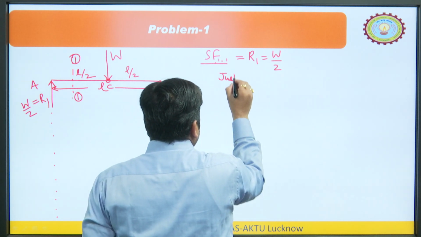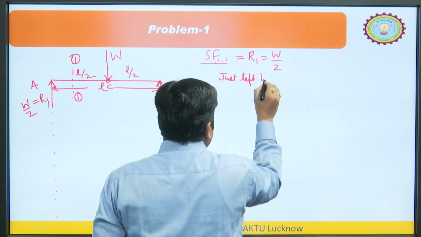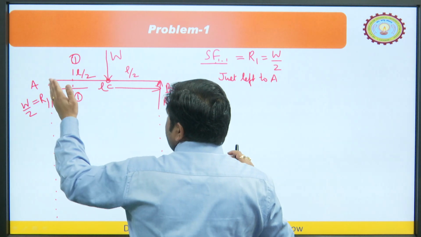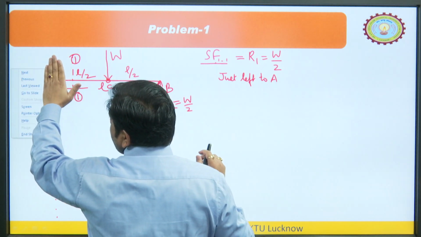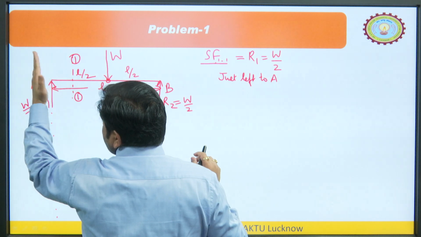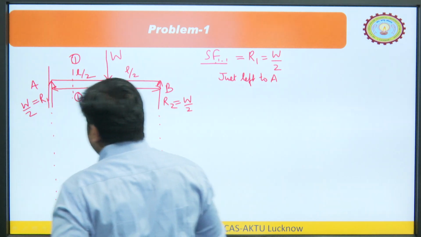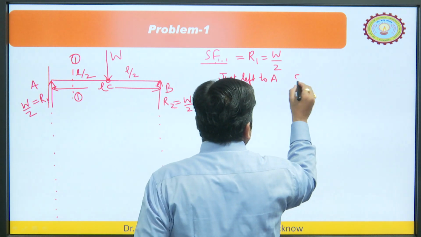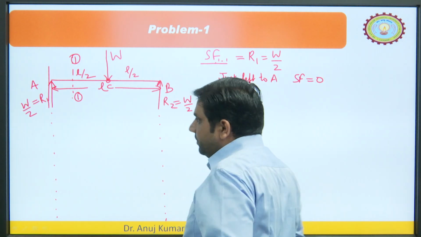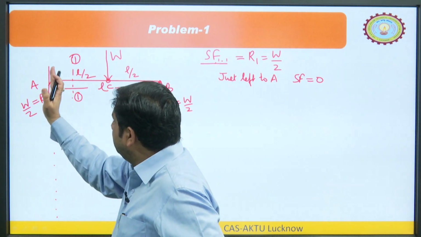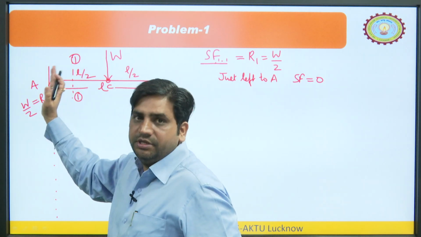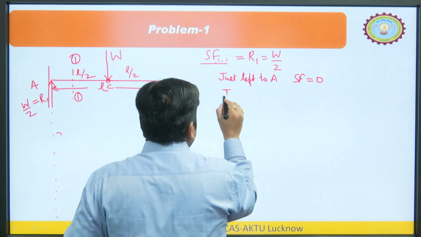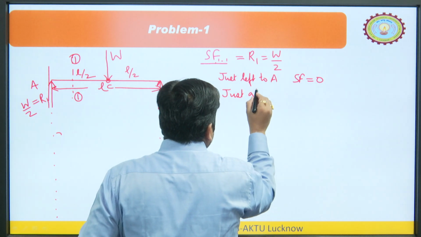Just to the left of point A, or just before point A, if we put our hand here, what force are you able to see? Are you able to see any force on the left side? No. So the shear force would be equal to 0. So the shear force just before the reaction, just before point A, is 0. And when you come just to the right side, I am writing it as just after.